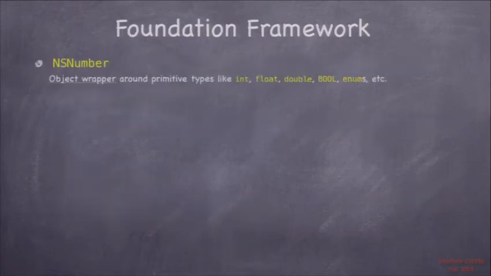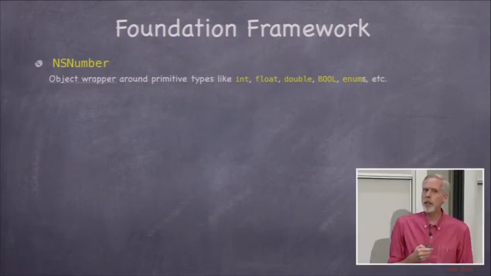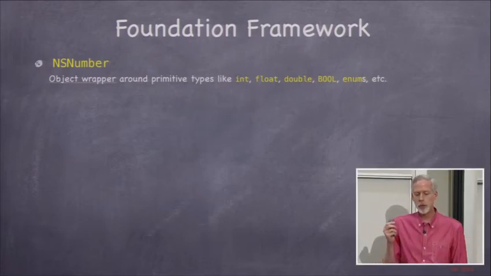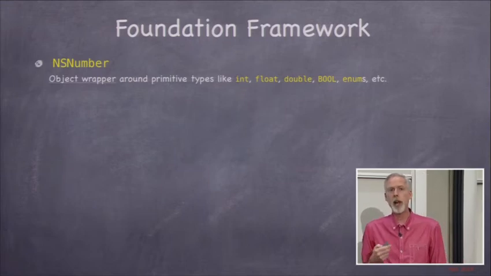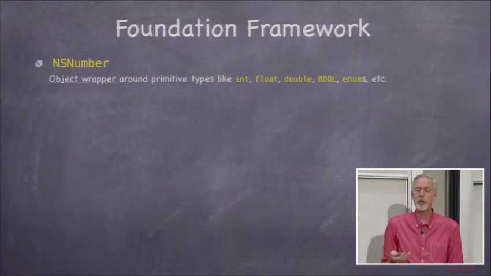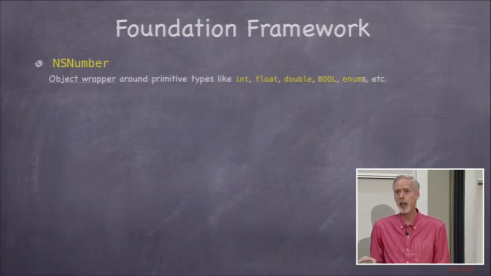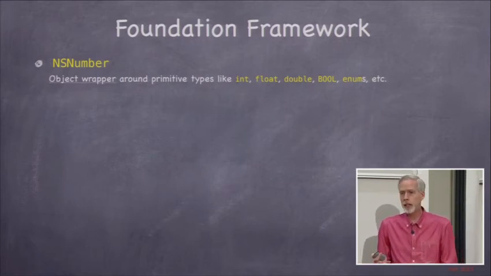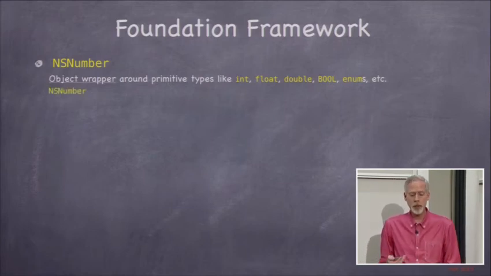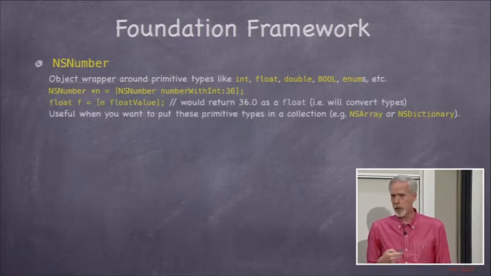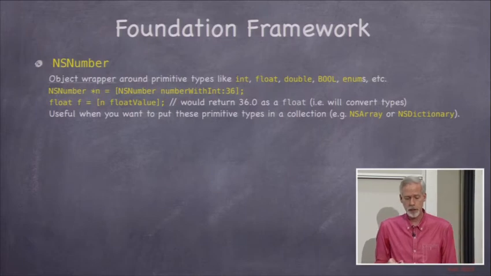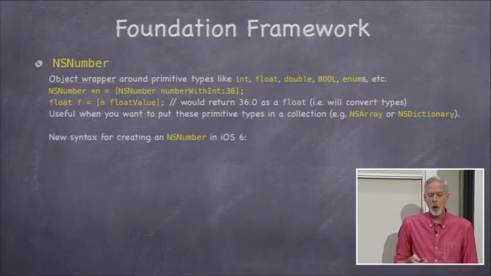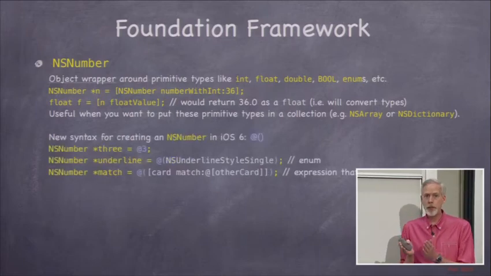Okay. Next, NSNumber. NSNumber is a class that is used to wrap primitive types like integers, floats, doubles, bools, things like that. And why do you want to wrap them? Usually because you want to put them in an array or a dictionary, okay? So you can't put an int into an array. You need to have an NSNumber object. You can create them with class methods like numberWithInt. That's a class method in NSNumber.